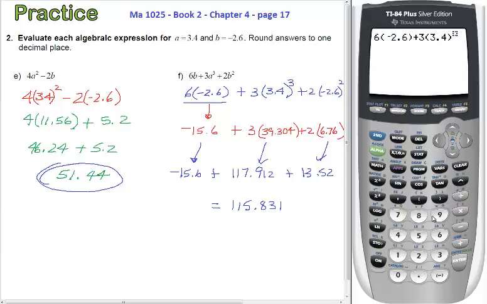Alright, cubed, and then make sure you arrow out of the exponent position, plus 2, and then 6.76. Close your bracket, enter, and there you have it. Now it's 3.2, so I must have made an addition mistake down here, so I'll put it back to 2.